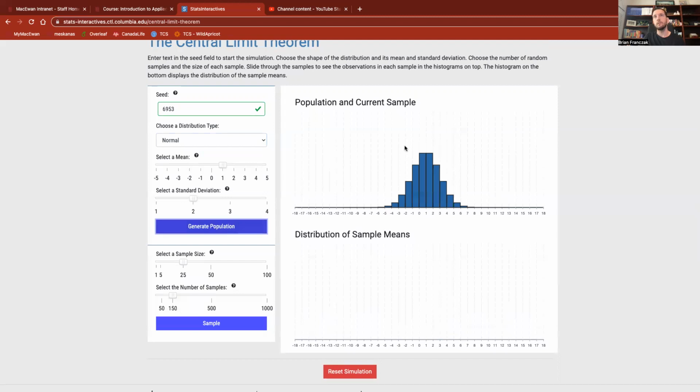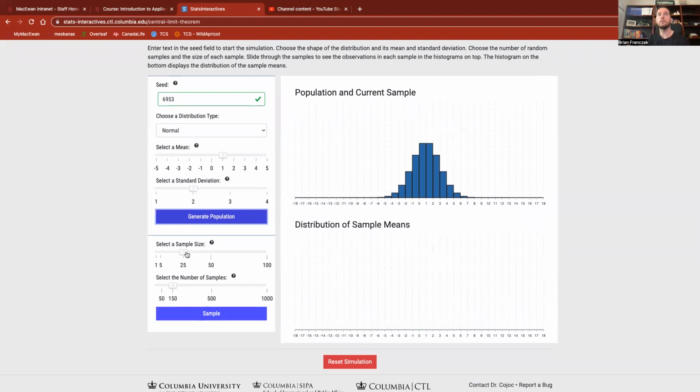Generate population. This blue histogram here represents our normally distributed population of interest. You can see that this histogram looks very normal, a symmetric bell curve centered at 1. And the spread of this histogram represents a standard deviation sigma of 2.